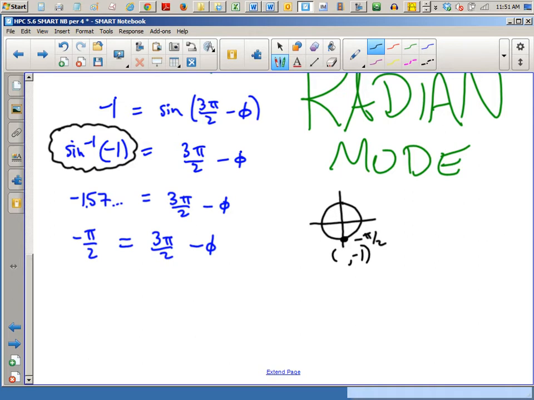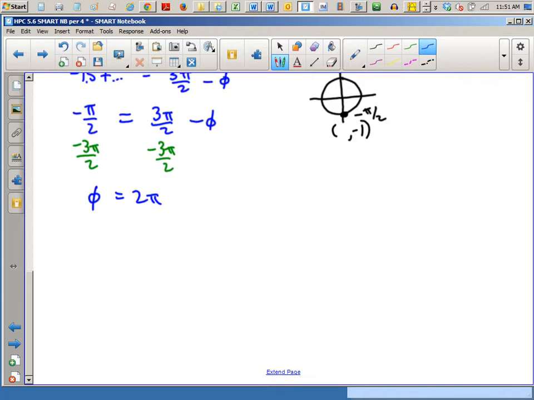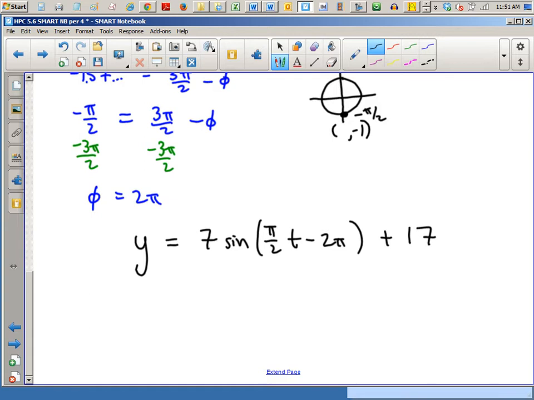Let's continue to solve for phi. Subtract 3 pi over 2 from both sides, and we end up getting negative 2 pi equals negative phi. In other words, phi is 2 pi. That was the last missing piece for our model, and it's usually the hardest thing to get. But we're ready now to write our model completely. So here's the model in black: y is equal to 7 times the sine of pi over 2 times t minus 2 pi, all plus 17. We got everything we needed.